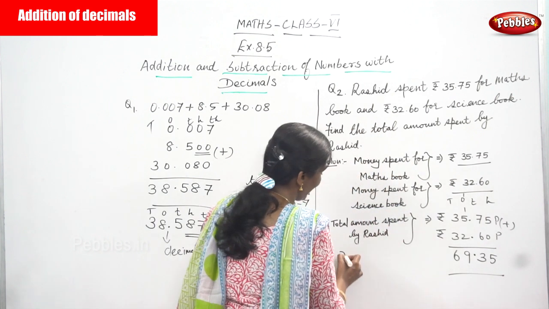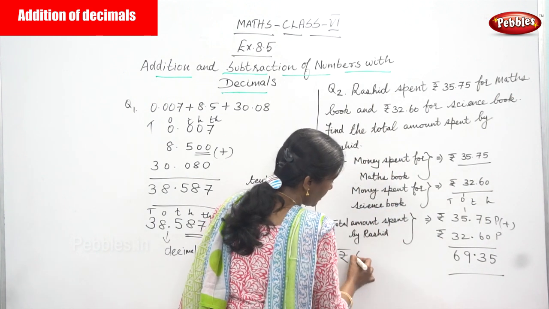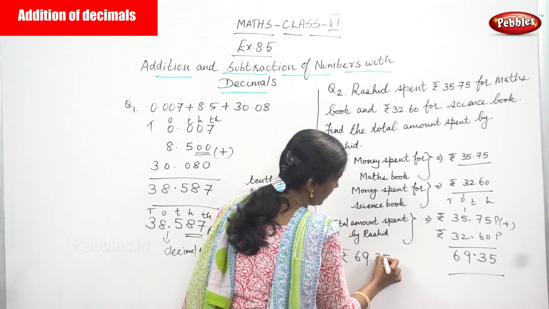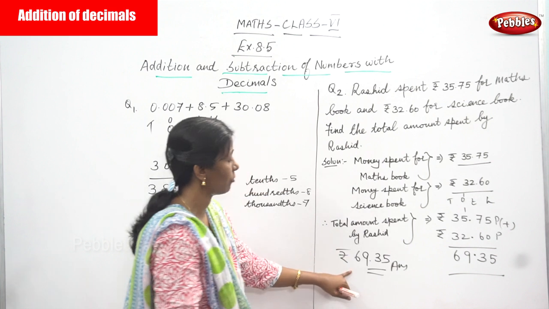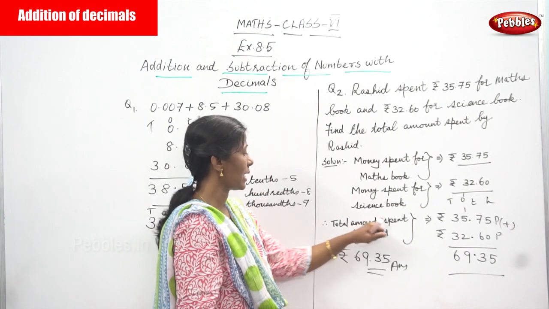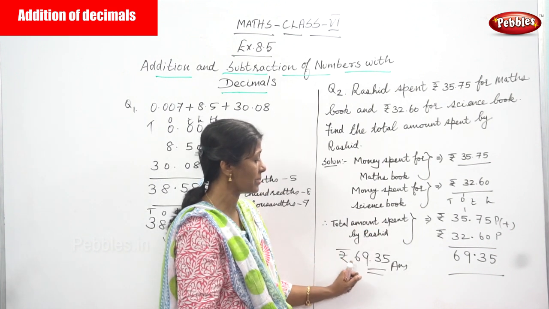So the total amount is 69 rupees 35 paise. This is the total amount spent by Rashid. So don't forget, this answer is correct. The total amount spent by Rashid is 69 rupees 35 paise.